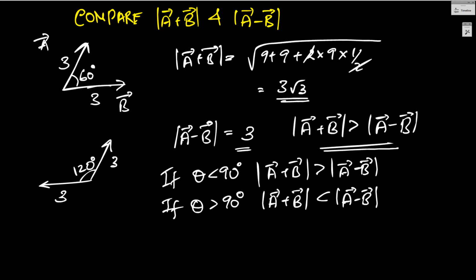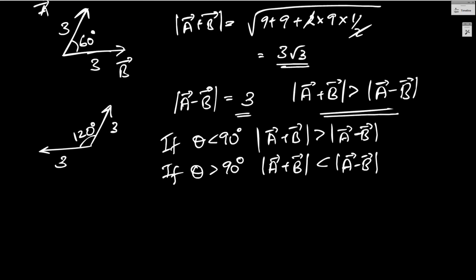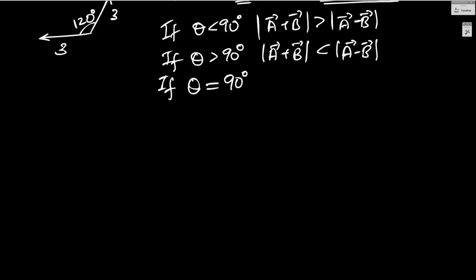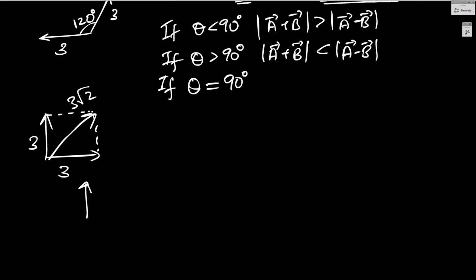And here is a simple question for you. I'm pretty sure you can figure this out. What do you think would happen if theta is 90 degrees? Look, 3 and 3, 90 degrees, if you add them, you get 3 root 2. If you subtract them, well, you flip one of the vectors and you still get 3 root 2.